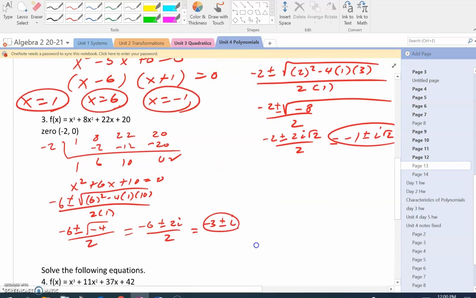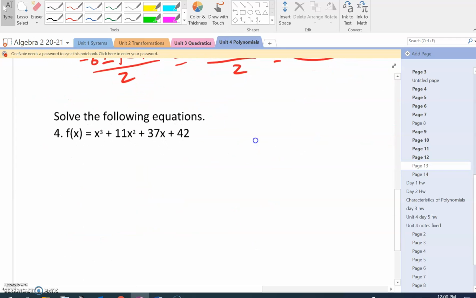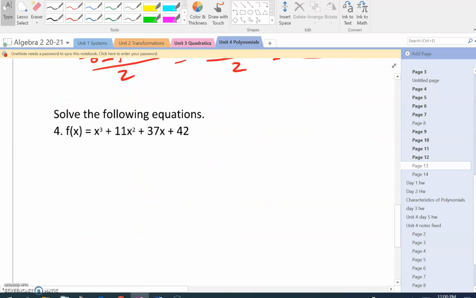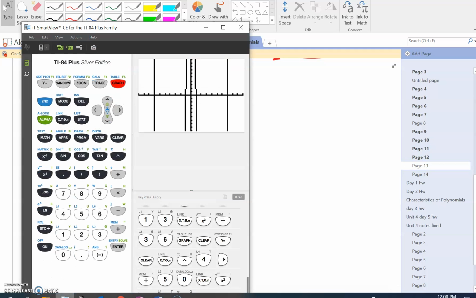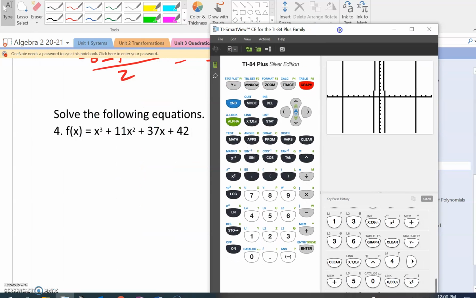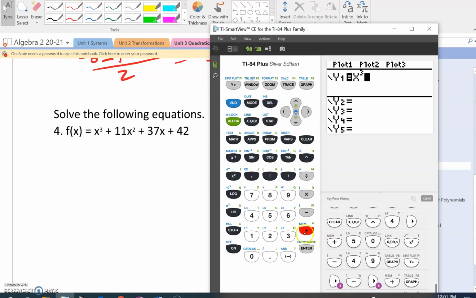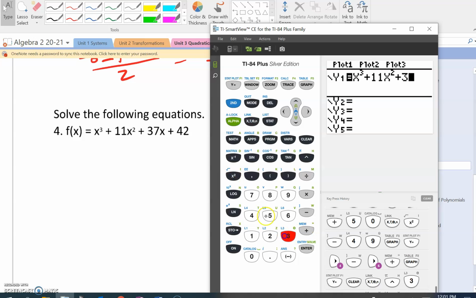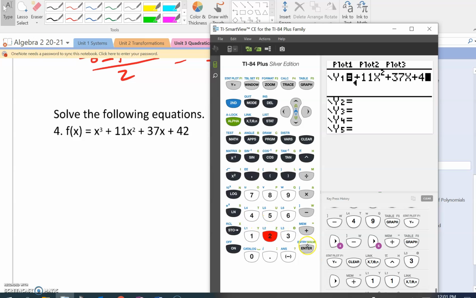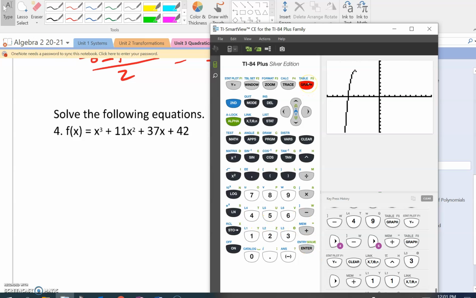Number 4. They didn't give us a 0 here, so this is how I get the zeros. I use my old calculator. So I go to y equals, I get rid of what's in there, and I put x to the power of 3, plus 11x squared plus 37x plus 42, and then I graph it.